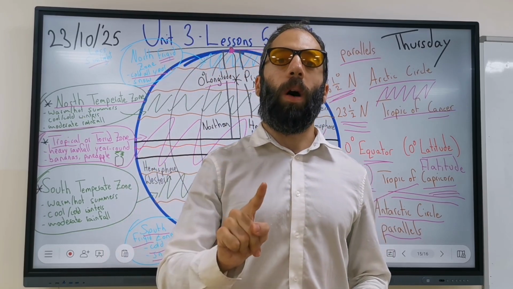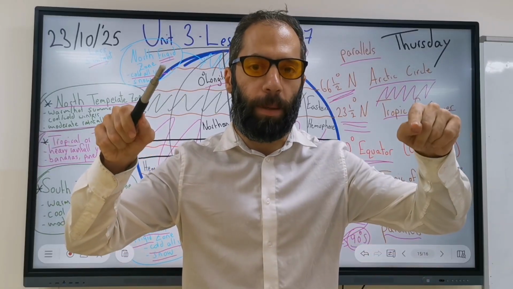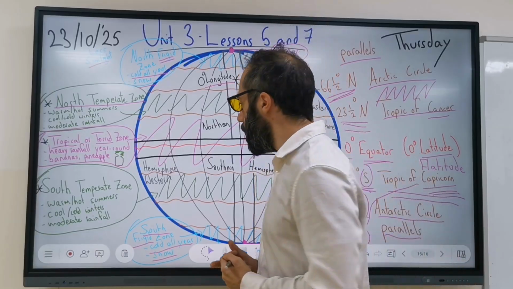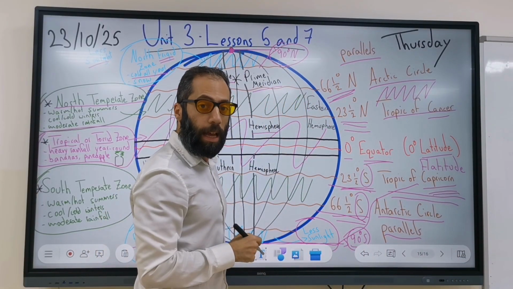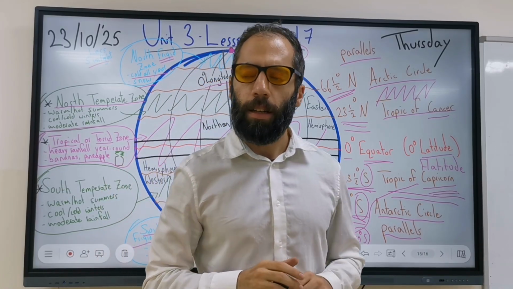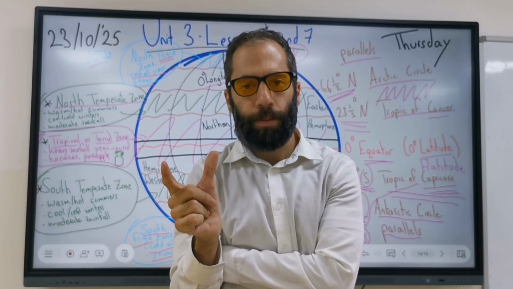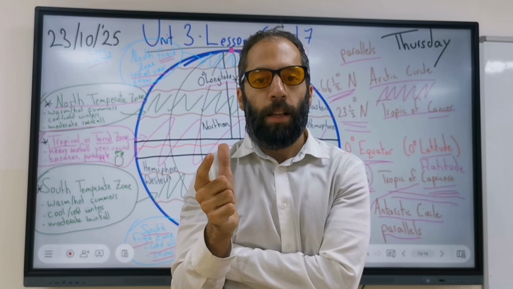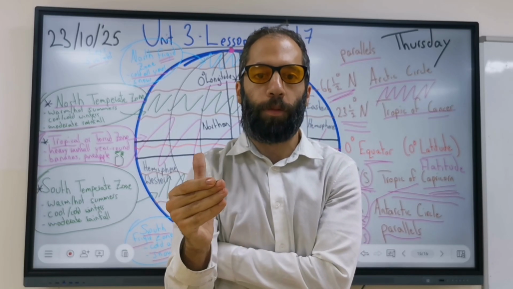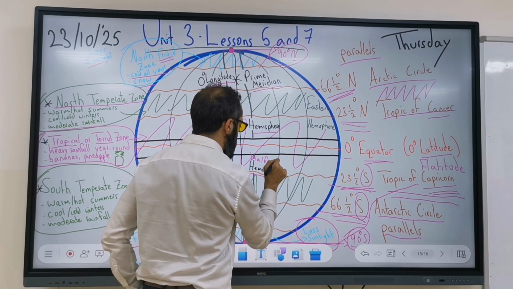Now let's talk about 2 more ideas from lessons 5 and 7, and we'll be done. Let's talk about the word hemisphere. Let me underline. Hemisphere. Let's divide the word into 2 parts. The word hemi means half, okay guys? And sphere means circle. So hemisphere means half a circle, right? Hemisphere, half circle.